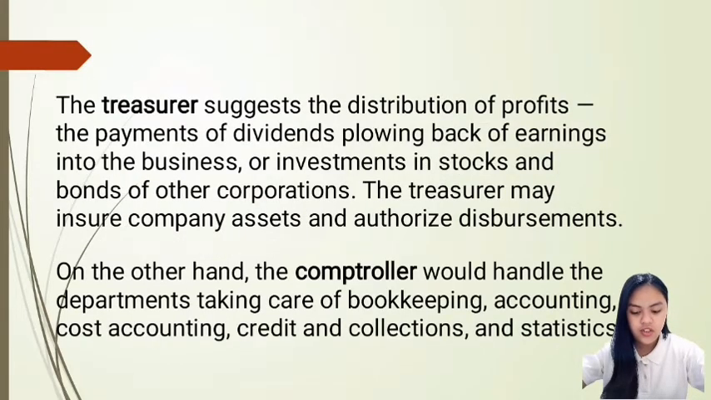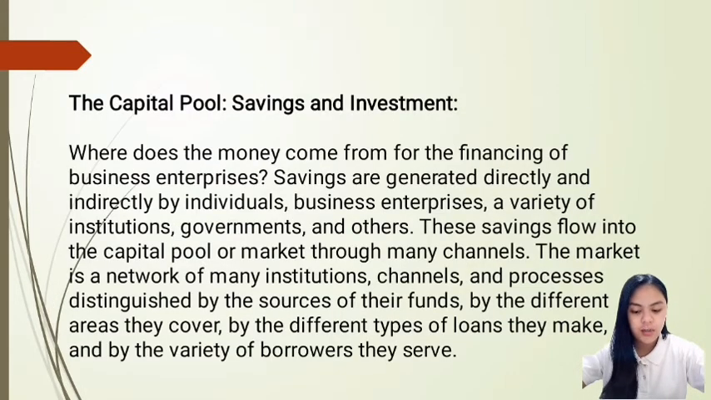The treasurer suggests the distribution of profits, the payment of dividends, the flowing back of earnings into the business, or investments in the stocks and bonds of other corporations, while the treasurer may also ensure the safety of company assets and authorize disbursements. On the other hand, the comptroller would handle the departments taking care of bookkeeping, accounting, cost accounting, credit and collections, and statistics.